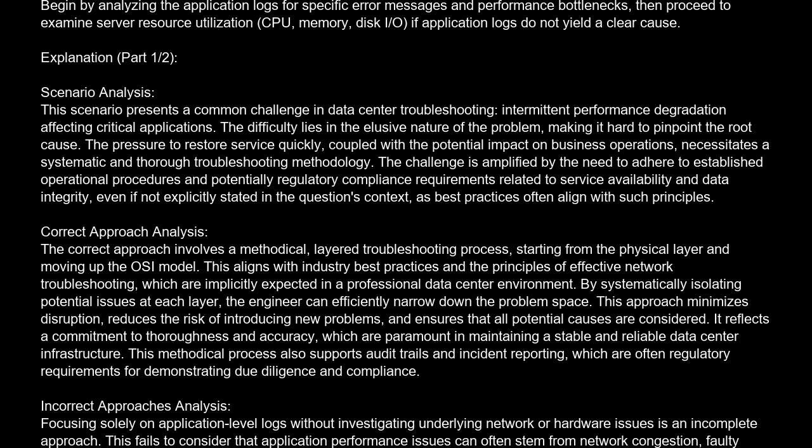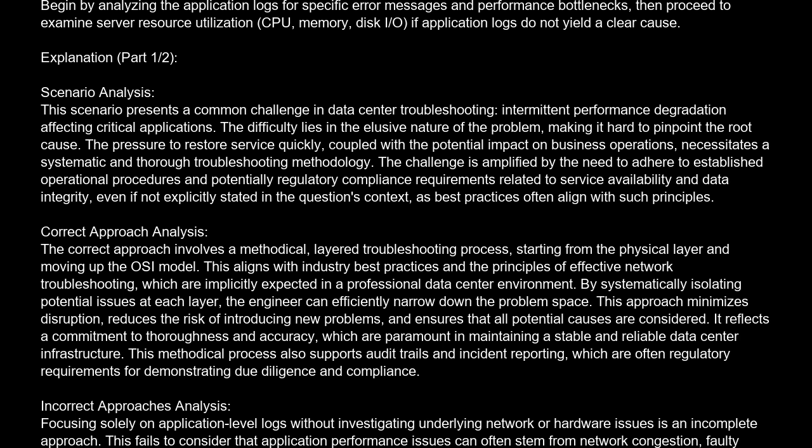methodology. The challenge is amplified by the need to adhere to established operational procedures and potentially regulatory compliance requirements related to service availability and data integrity, even if not explicitly stated in the question's context, as best practices often align with such principles. Correct approach analysis.